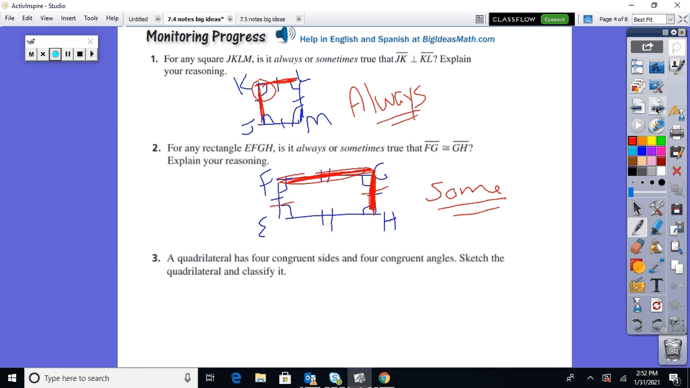And example 3, or monitoring progress 3: a quadrilateral has 4 congruent sides and 4 congruent angles. So if it has 4 congruent sides and 4 congruent angles, it's got to be a square.